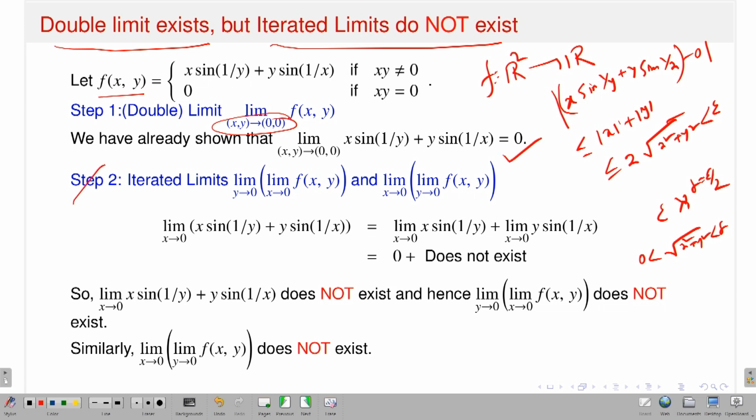Let's see the existence of iterated limits. Okay, so let's see the first iterated limit. That means I am keeping y as a fixed variable, taking the limit as x approaches 0, and then I will take the limit as y approaches 0.